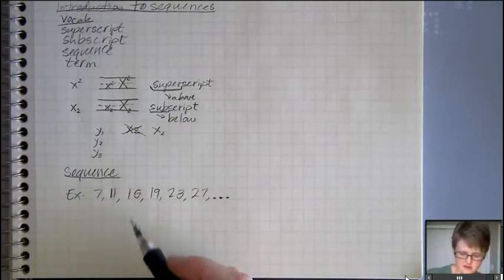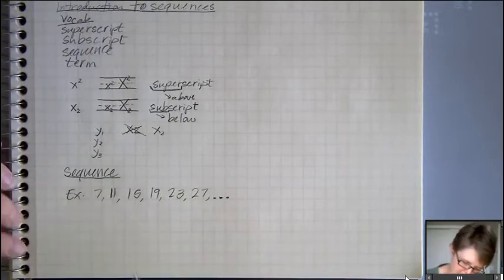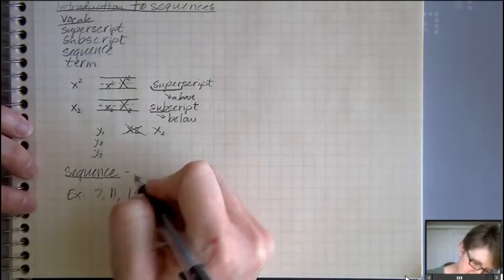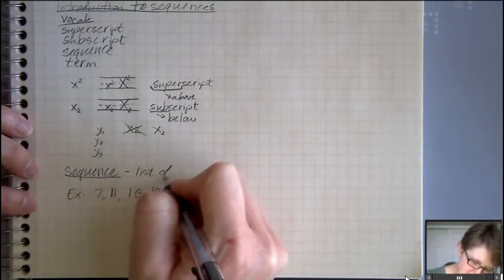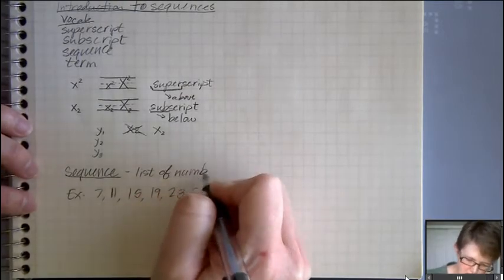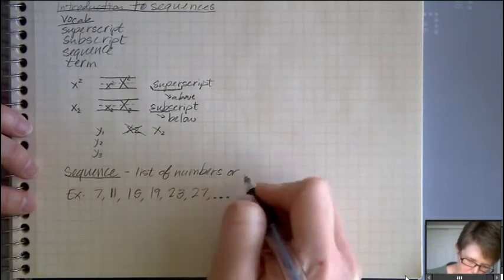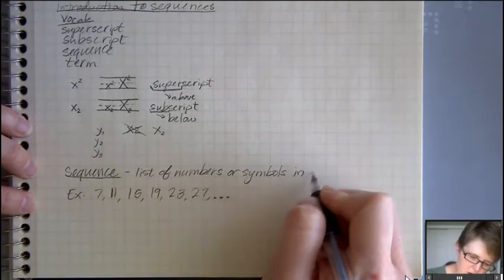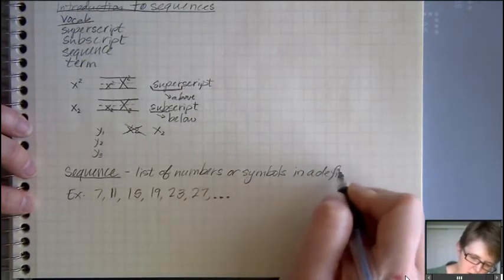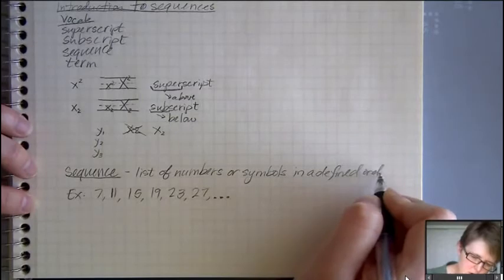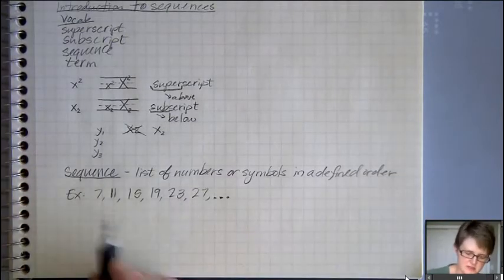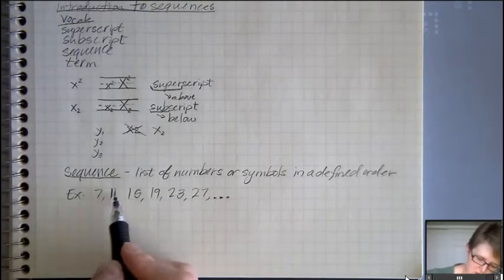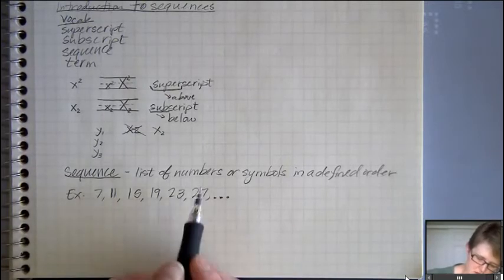So let's go ahead and do our next vocabulary word. Before I do that, actually, let's write down: a sequence is a list of numbers or symbols in a defined order. If we mixed these numbers up, it wouldn't be the same sequence. So we've defined the sequence to be an increasing sequence. It gets larger and larger by a set pattern.